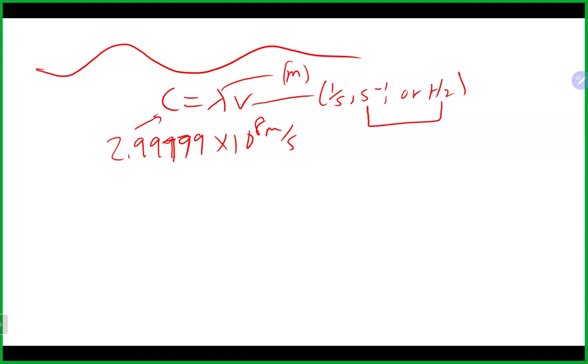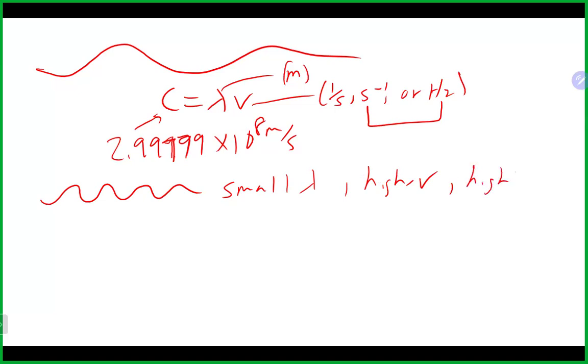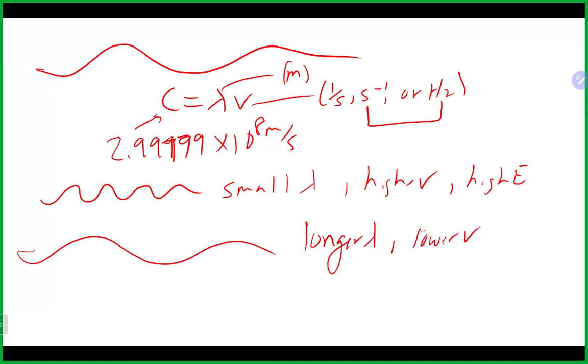we also talked about energy associated with these waves. And remember that if you have a small wavelength, you typically will have a high frequency, and you usually will have a higher energy wave associated with it. If you have a longer wavelength, you will usually have a lower frequency and a lower energy associated with it.